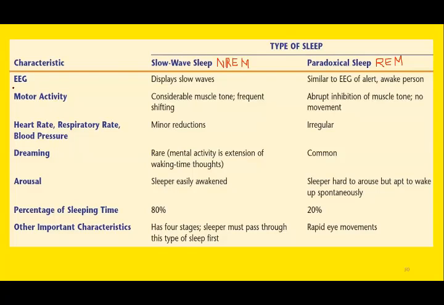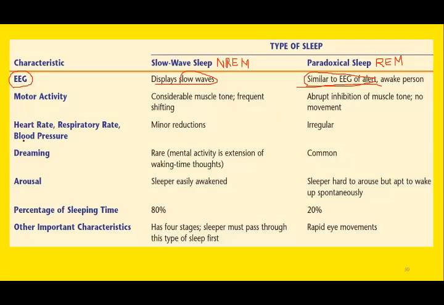Now, if we look at the electroencephalogram, non-REM sleep will depict a slow wave pattern, whereas REM sleep will depict an electroencephalogram very similar to that of a person who is awake. That is why we call it paradoxical sleep. So this is a paradox. Although the person is in sleep mode, the EEG shows a wave pattern very similar to a person who is awake. Now, what are the other differences between the two types of sleep?